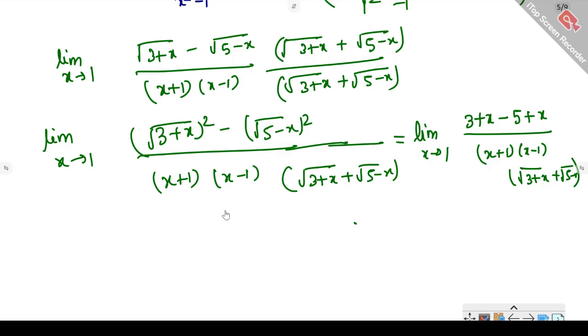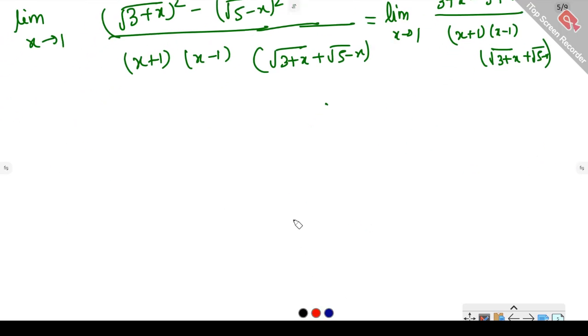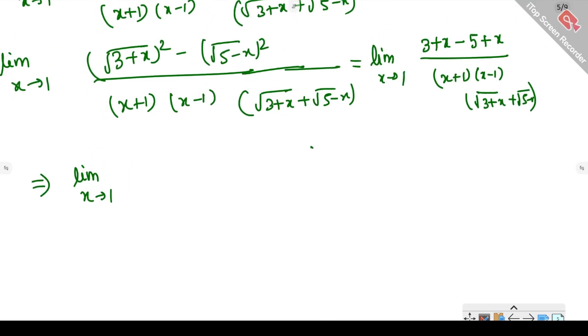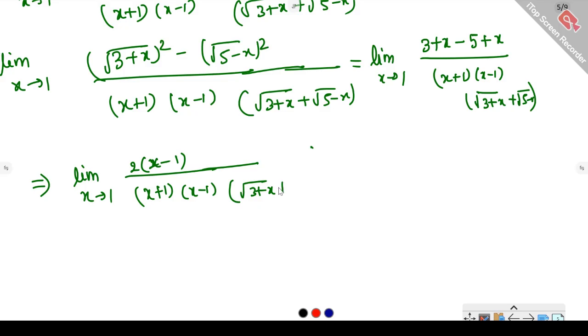Now let's move on to further steps. So this is limit x tends to 1, and in numerator we have obtained 2x minus 2. 2x minus 2 can be written as 2 times x minus 1 over x plus 1 times x minus 1, and this is under root 3 plus x plus under root 5 minus x. Now this x minus 1 gets cancelled, so the indeterminate form has been removed.